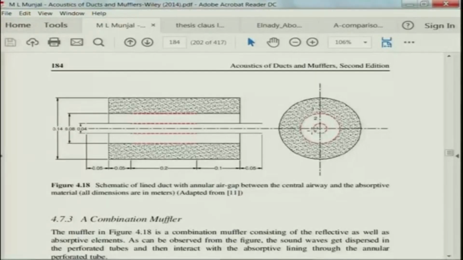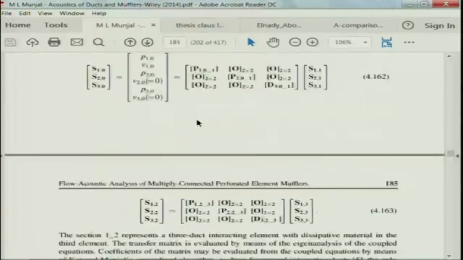Another important configuration, as I was mentioning, is this schematic of a lined duct with an annular air gap between the central airway and the absorptive material. This is like a hybrid kind of muffler. You have a resonator or neck extensions at the inlet and outlet, plus the waves can also interact with the annular cavity. So, it is like the best of both worlds, because the dissipative part, hopefully we will see in the later parts of the course, is effective only at high frequencies. So, at low frequencies, the reactive parts can do their job by providing suitable attenuation, and at high frequencies the dissipative parts probably can take over.